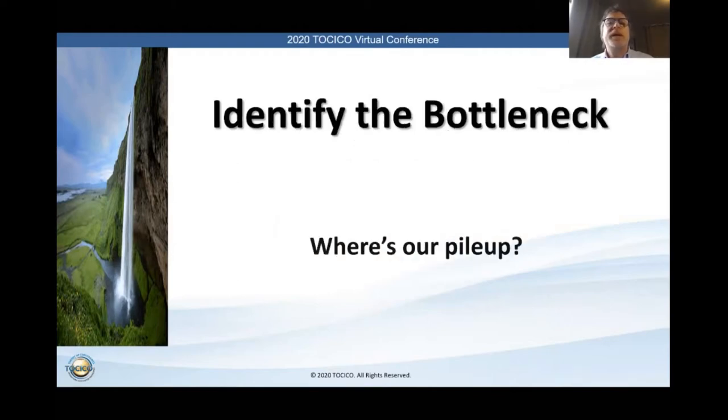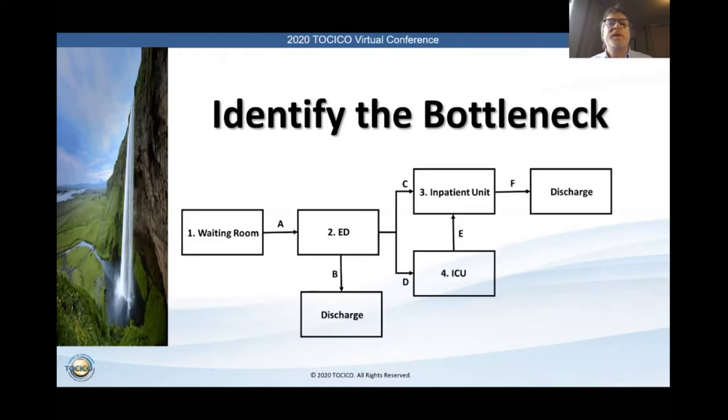So the first step is finding our bottleneck. To do this, we need to start by making a process map that outlines patient flow through the system. This is a very simplified process map that outlines the flow of patients through a hospital, starting with when they check into the ED and are placed in the waiting room. Next, patients are evaluated in the ED and either discharged or admitted to an inpatient floor or ICU. And then finally, they are discharged from the hospital.